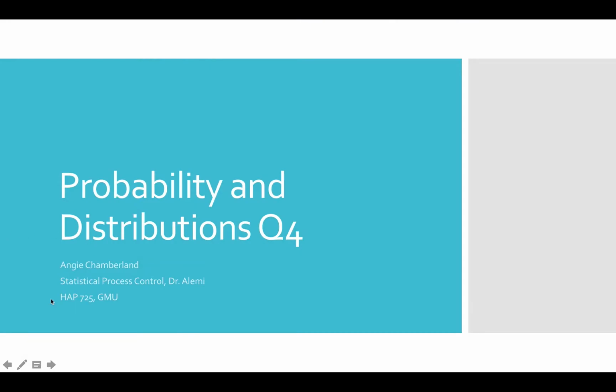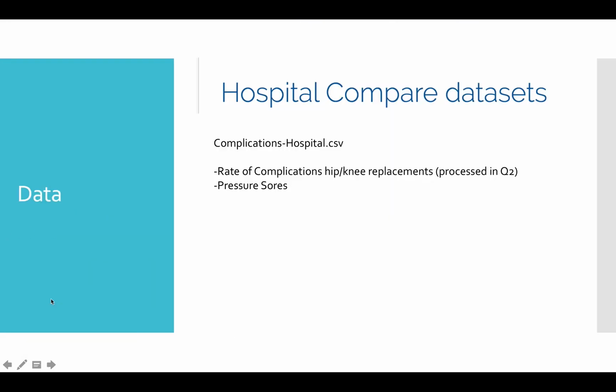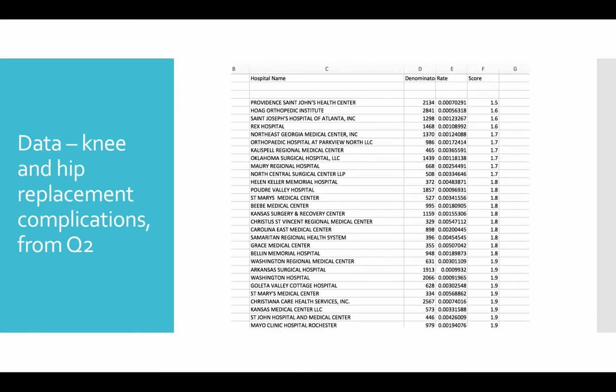So our first step is to take our data, and our data comes from the hospital compared data sets. We're looking at the complications by hospital data sheet, and we are extracting the information for the rate of complications from hip and knee replacements, which we've done previously. And then we're matching the pressure sores data from that same sheet. And so we take our information from a previous question where we have the hospital name, the denominator, the rate, and the score for hip and knee replacement complications.